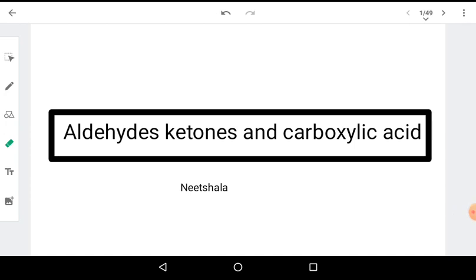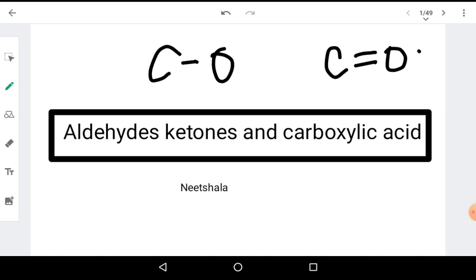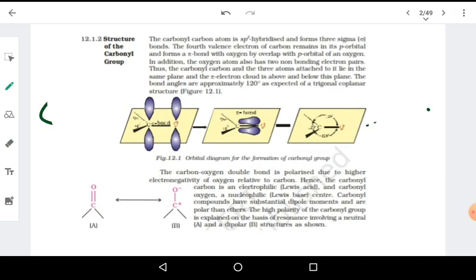In this lecture, we will be taking the chapter Aldehydes, Ketones and Carboxylic Acid. Now, in the previous chapter, you have studied about alcohols, phenols and ethers. In all those compounds, you have seen that the carbon is attached to oxygen by means of a sigma bond. Now, if we take the compounds aldehydes, ketones and carboxylic acid, you have carbon attached to the oxygen by means of a double bond, one sigma and one pi bond. So that is the difference between these two. And these compounds are commonly called carbonyl compounds. So let's get started with the chapter.